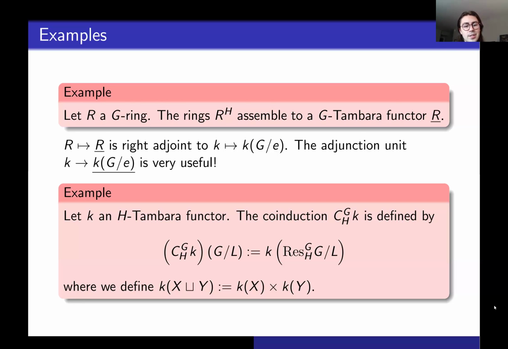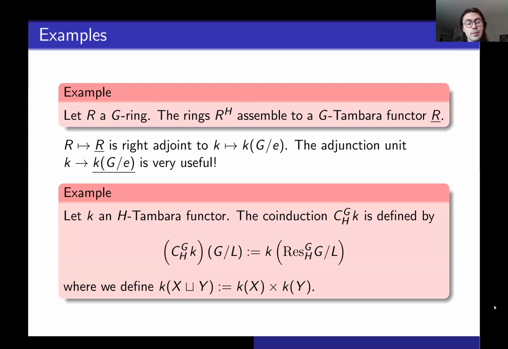So roughly, what is this doing? One of the things to note is that if you restrict a G set to an H set, you might not have a transitive H set anymore. So you have to extend your Tambara functor. If you have a disjoint union of H orbits, you have to extend your Tambara functor to be coproduct preserving, or send coproducts to products.